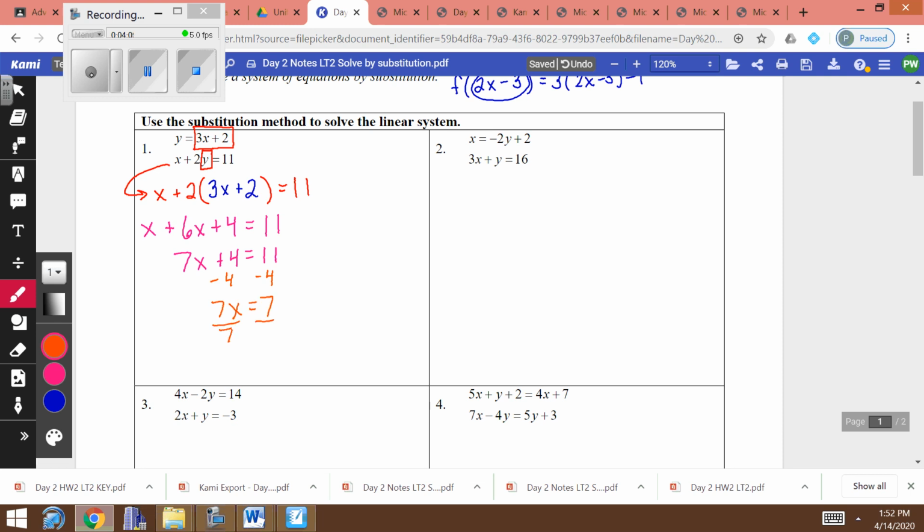Divide by 7. And we get x is positive 1. So yay, we have an x coordinate. However, I find a lot of people circle that and they're like, woohoo, I'm done. I got my answer. I got x equals.